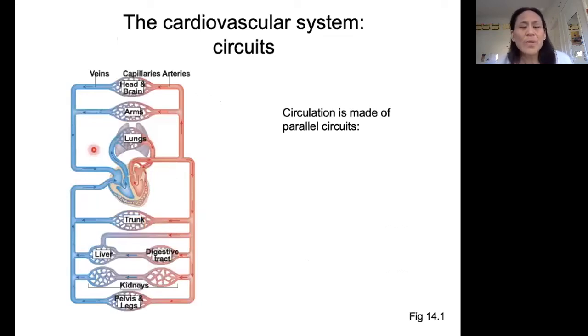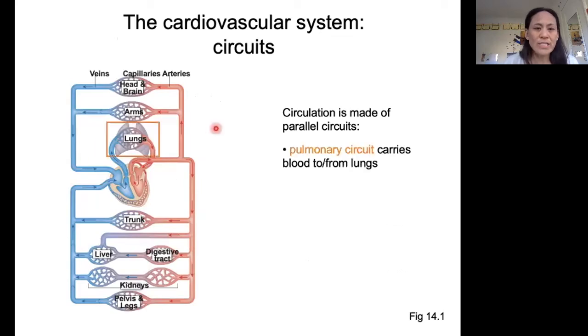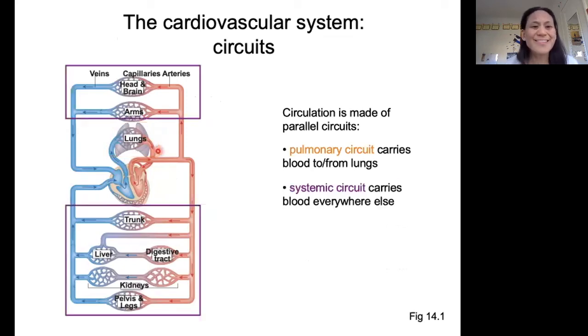Okay, so we can think of the cardiovascular system as consisting of two main circuits. The first is the pulmonary circuit. That's the circuit that's going to carry blood to the lungs and then back to the heart. So from the heart to the lungs and back to the heart, that is the pulmonary circuit. Everything else is referred to as the systemic circuit.